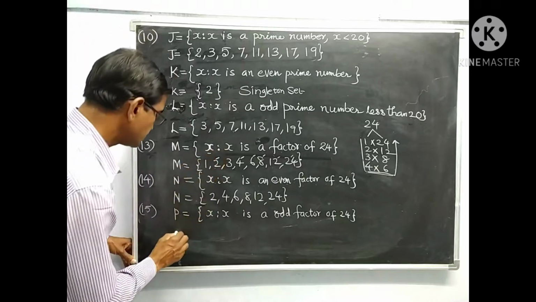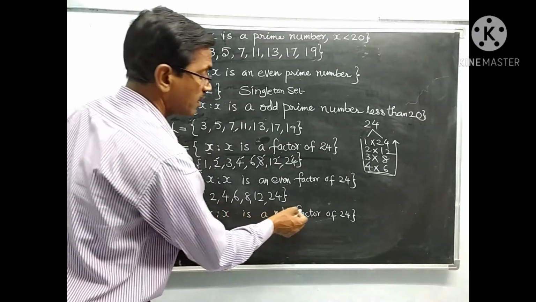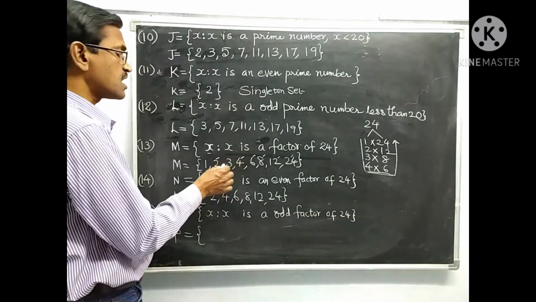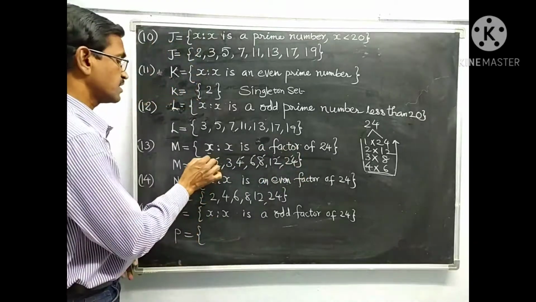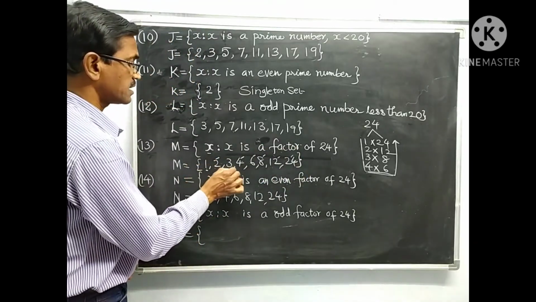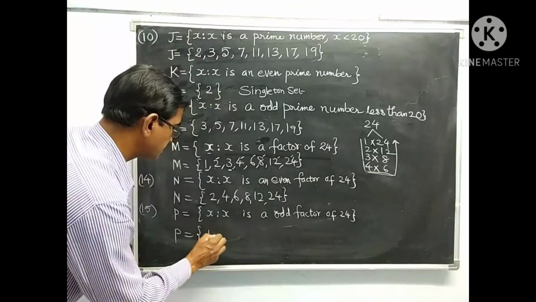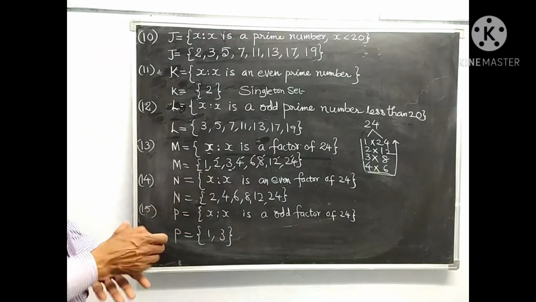Over. Now in this set, {x such that x is an odd factor of 24}, we have to select the odd numbers, the odd factors, from this list. So only 1 and 3 are odd numbers, all other numbers are even numbers. So we have to write like this one. The question may be asked like this also.